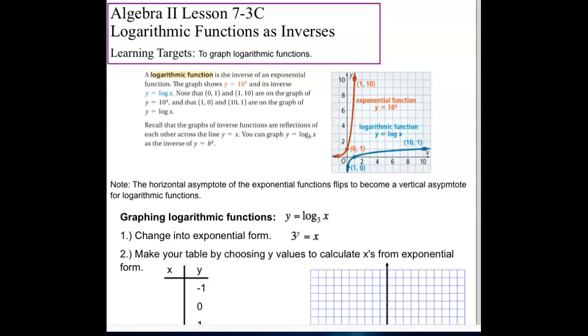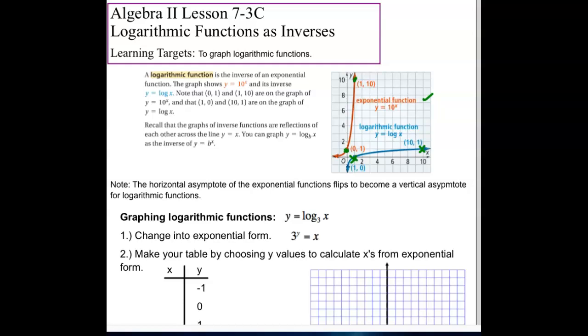Note that the points (0, 1) and (1, 10) are on the original exponential function, and then their inverses are on the log function. So instead of (0, 1), we have the point (1, 0). Instead of (1, 10), we have the point (10, 1). Recall that the graphs of inverse functions are just reflections of each other over the line y equals x.